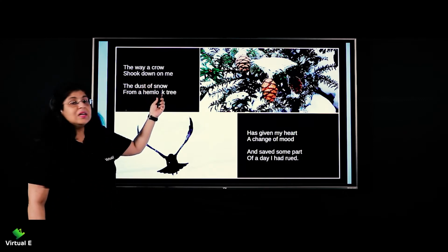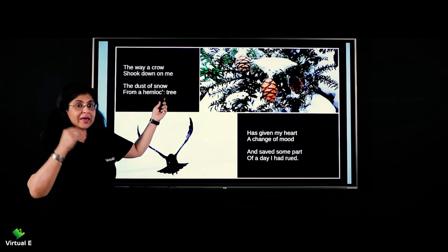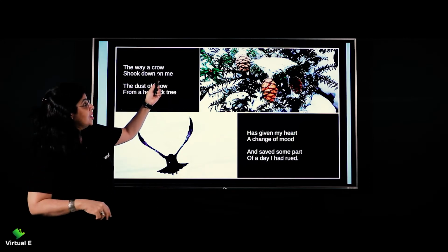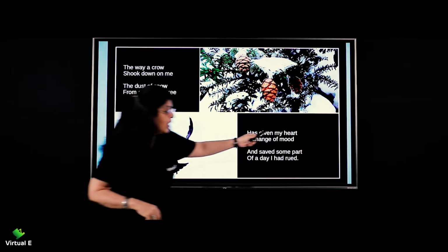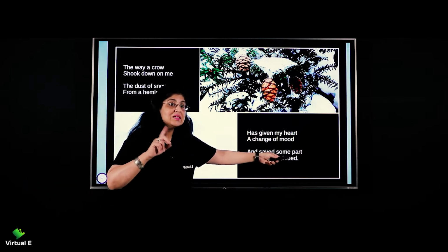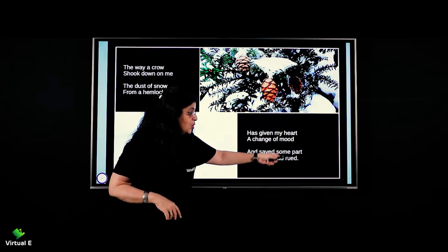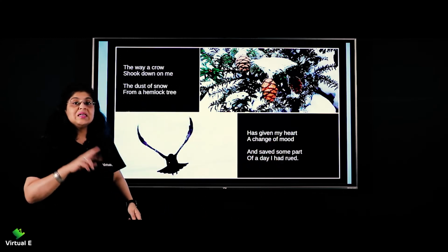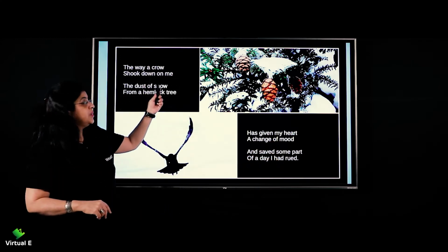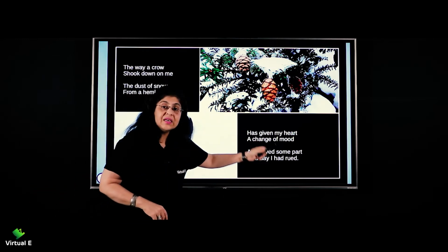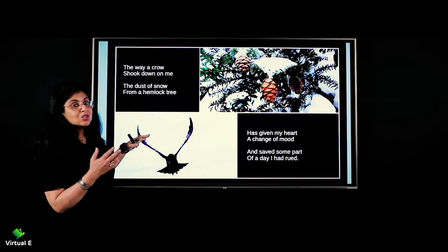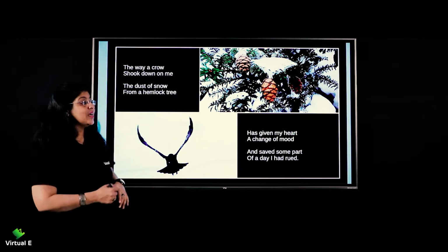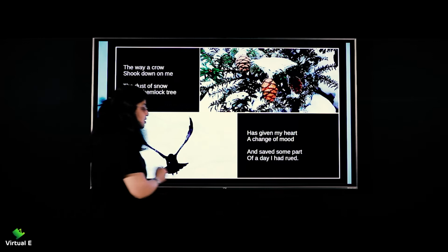Because crow is rhyming with snow, it's A, both are same. Me, tree, rhyming, so B, B. Heart, part, rhyming, C, C. Mood, rued, rhyming, D, D. So, A, B, A, B, C, D, C, D. That's how you get your rhyme scheme. So, this is not a free verse because we have the rhyme scheme in this poem.